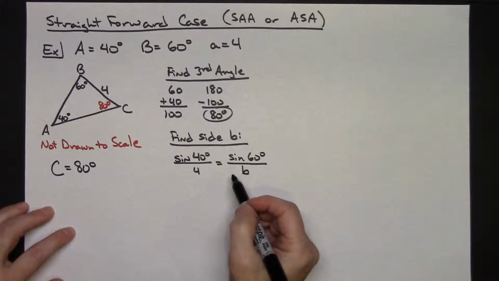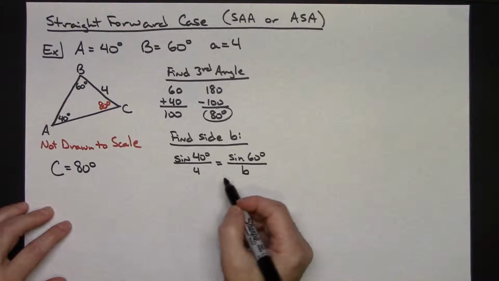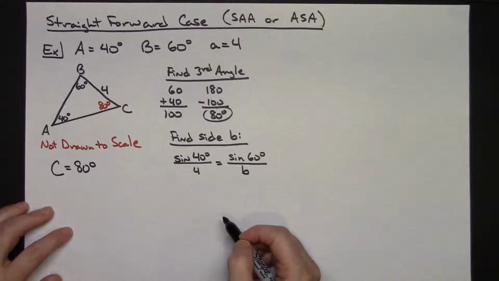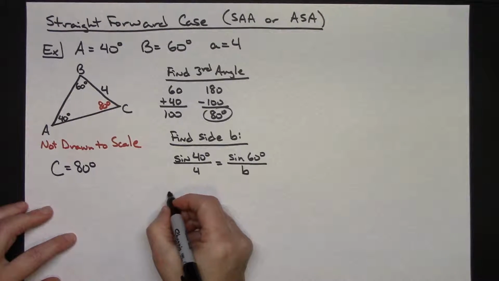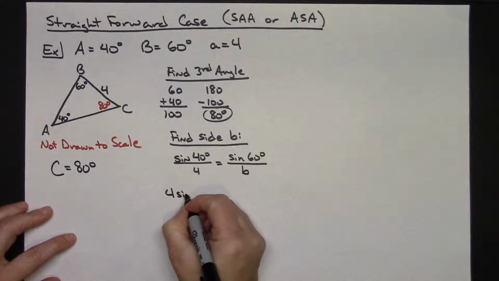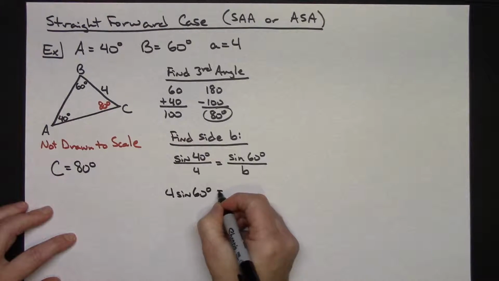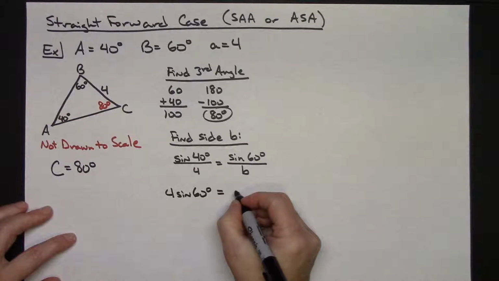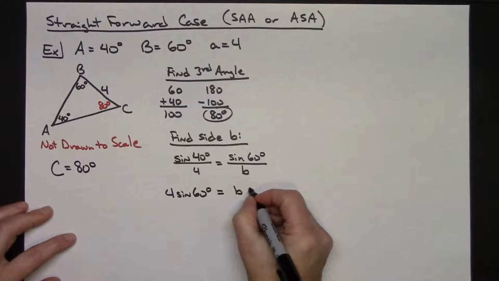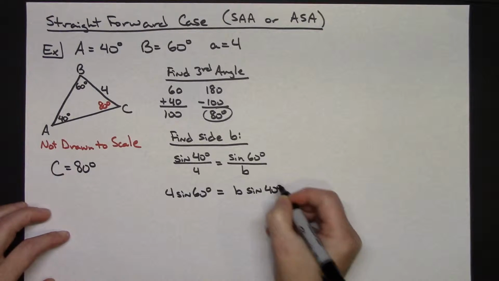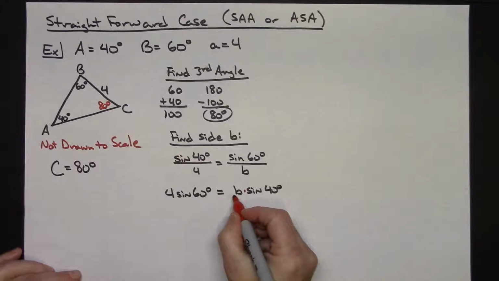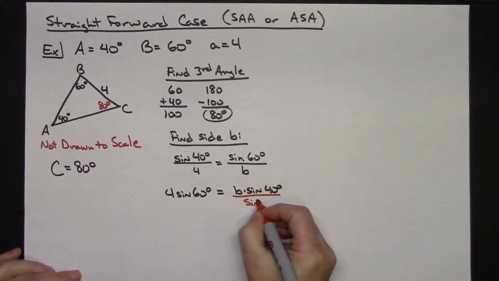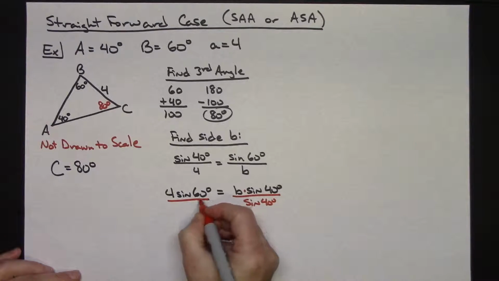Alright, now, before I grab a calculator, I would do a little bit of solving. I would solve for b and then put that entire expression into the calculator. So I would cross multiply, because this is a proportion. So 4 sine of 60 degrees is equal to b times the sine of 40 degrees. That is a multiplication, so to solve for b, I'm going to divide both sides by the sine of 40.